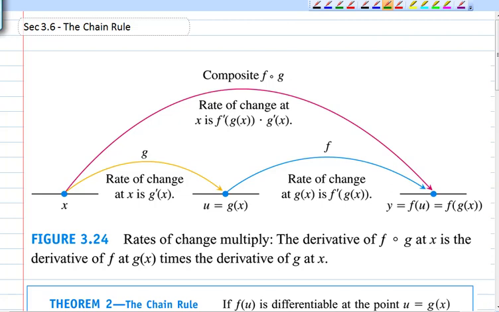All right, section 3.6 is the chain rule. Well, guess what? We've kind of already done it in the homework, but we're going to look at it again in greater detail. The chain rule tells you how to take the derivative of composite functions. Rates of change multiply. The derivative of the composite function at x is the derivative of the function at g of x times the derivative of g at x.